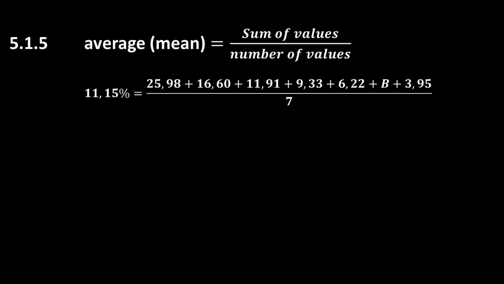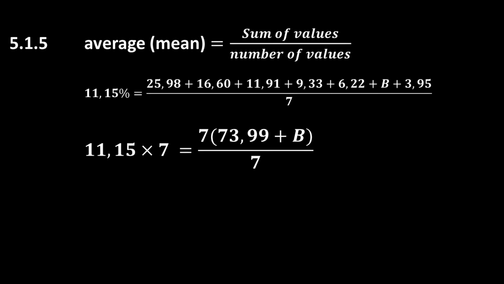So the equation for the average percentage contribution for the 7 agricultural products can be written as 11.15% equal to the sum of the 7 values of percentages in 2021 divided by the number of agricultural products of 7. Summing the values in the numerator will give us this simplified equation.